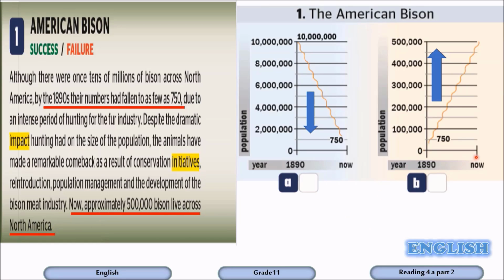So now, this is now. What can you notice? Here, in this graph, it shows that it's 750, while in this graph, it shows 500,000. So which one is correct? Very good. Number B is the relevant graph.